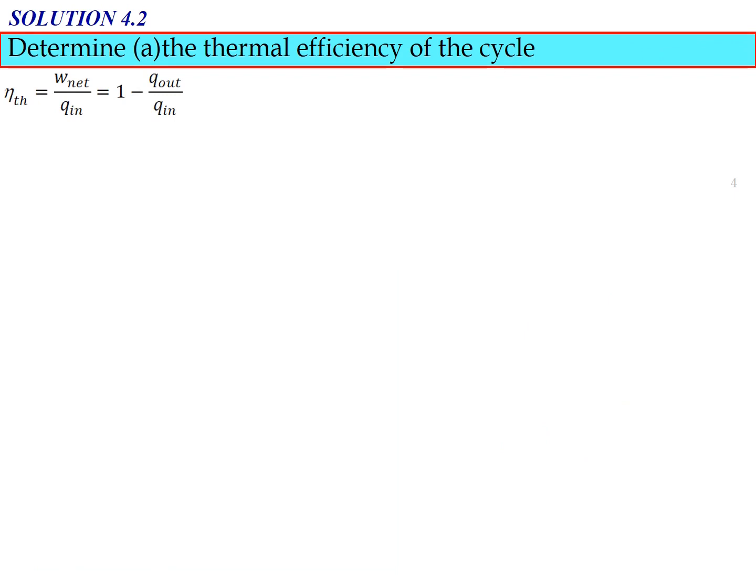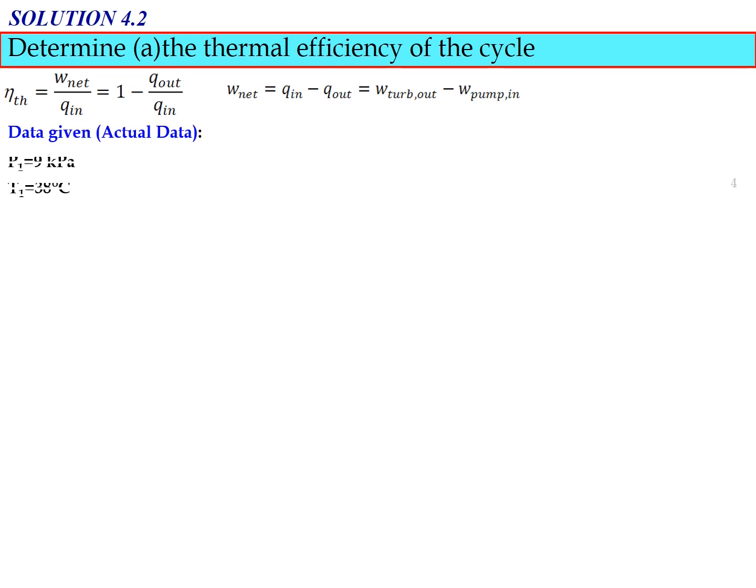So in order to determine the efficiency of the cycle, you can use the general formula for thermal efficiency, where eta TH equal to W net divided by Q in equal to 1 minus Q out divided by Q in. And we know that W net also equal to Q in minus Q out, also equal to W out minus W in.